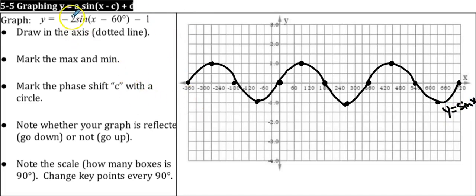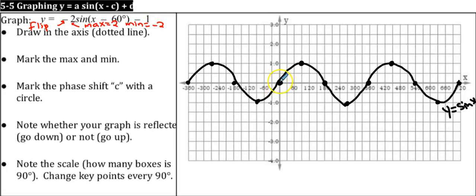Then the next thing you would do is you would look at the a value. It is -2. The negative is going to cause a flip, and the 2 is going to cause a vertical stretch by a factor of 2. So that means your max is going to be 2 and your min is going to be -2.